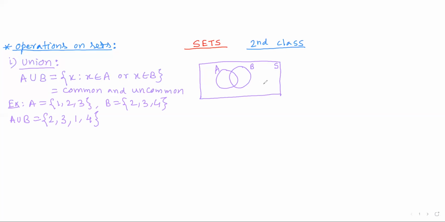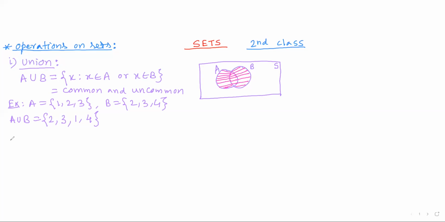Now A union B means we have to take common and uncommon elements. So this is the common portion and these are the uncommon portions. So all portions belong to the A union B set. So this is the A union B Venn diagram. So all elements lying in A and B are contained in A union B.